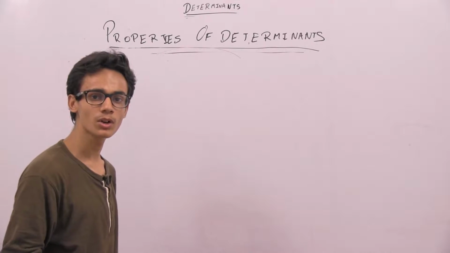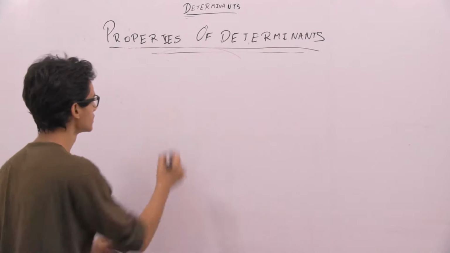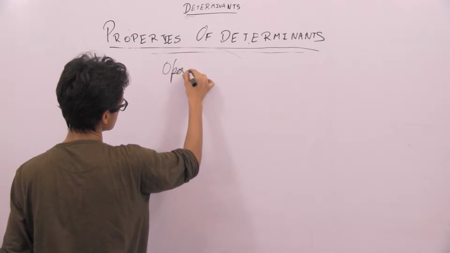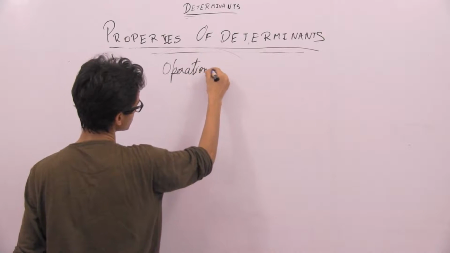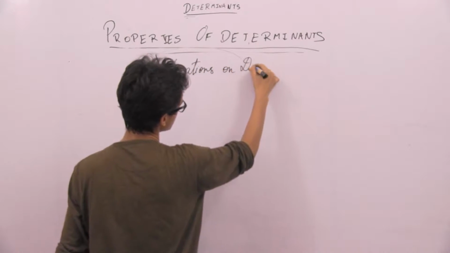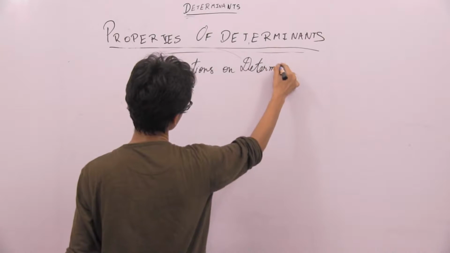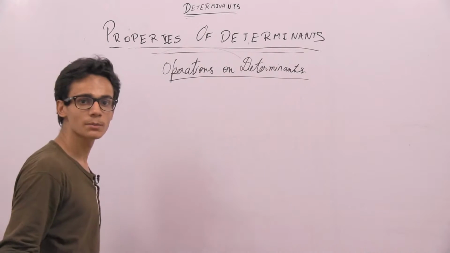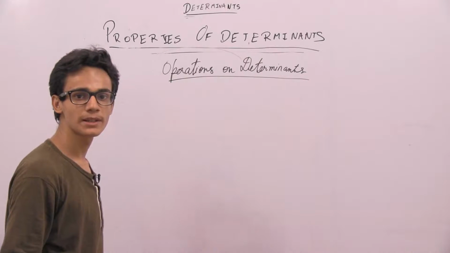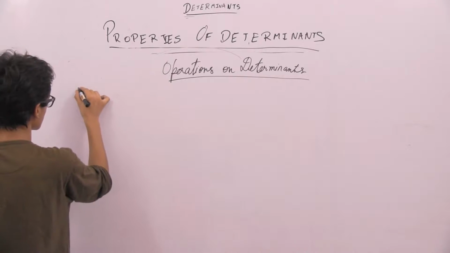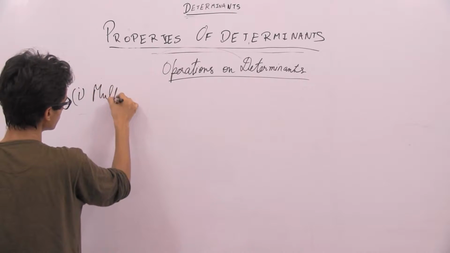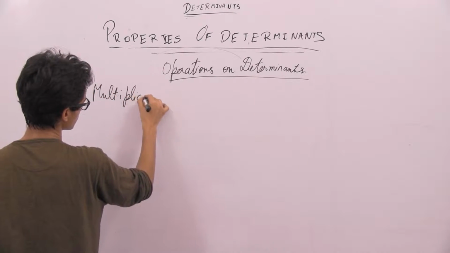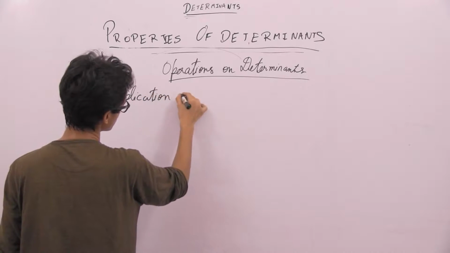Now we are going to talk about the operations on determinants. So the first operation we are going to talk about is the multiplication of determinants.